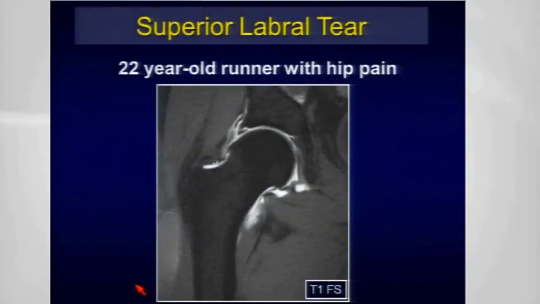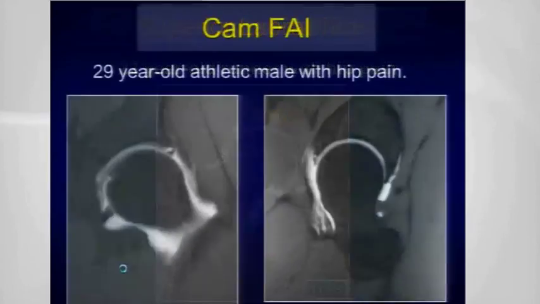Young patient, he's a runner coming in complaining of hip pain. First off, we'll notice there are these prominent osteophytes at the femoral head neck region, and here's a horizontal labral tear and associated partial thickness cartilage loss of the acetabulum and femoral head.